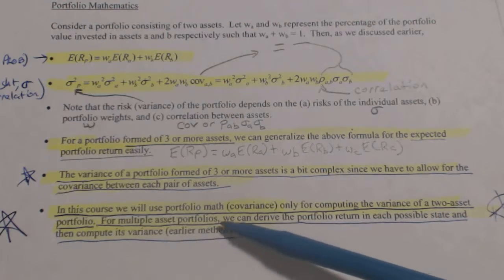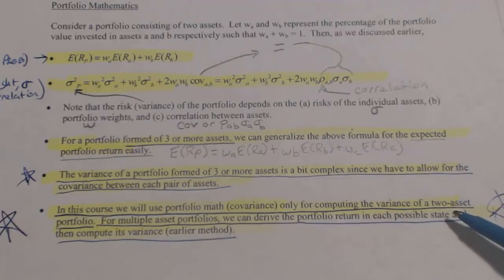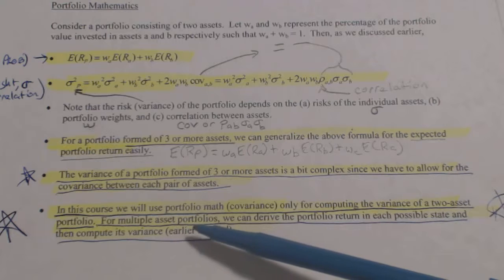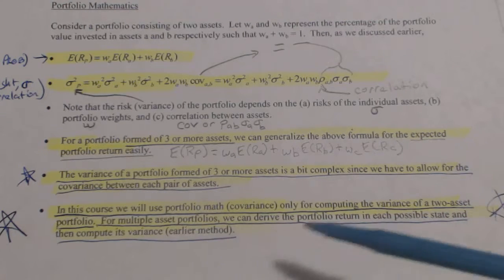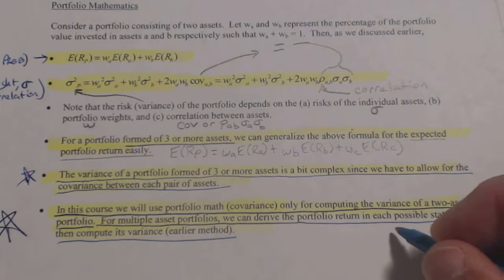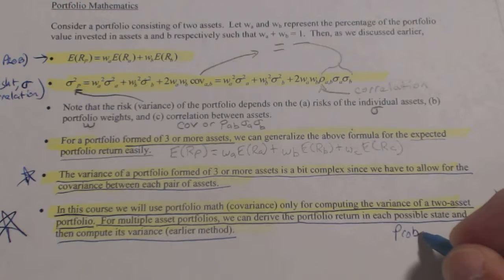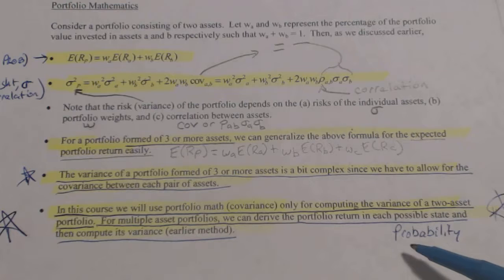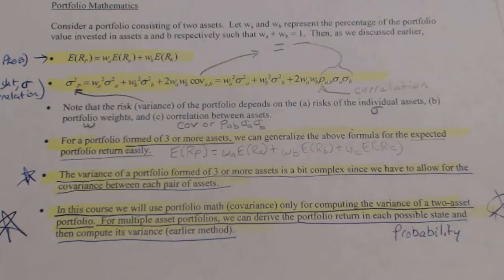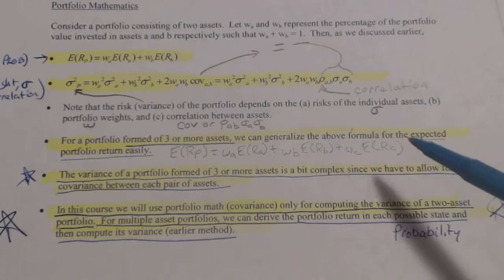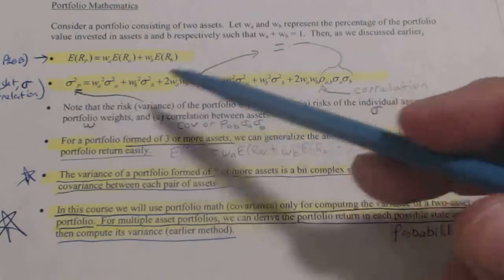Okay, in this course, we will use math portfolio covariance only for computing the variance of 2 assets. For multiple asset portfolios, we can derive the portfolio return in each possible state and then compute its variance with the earlier method. In each possible state, they're going to have a probability with it. So that's what I'm saying. If you've got a probability, you're going to be using the other formula for figuring out variance. If you've got a correlation and standard deviations, correlation or covariance, that would be the big tip. If you don't have a probability and you have a correlation or covariance, you're going to be using this formula.